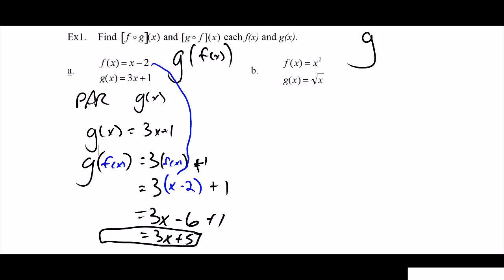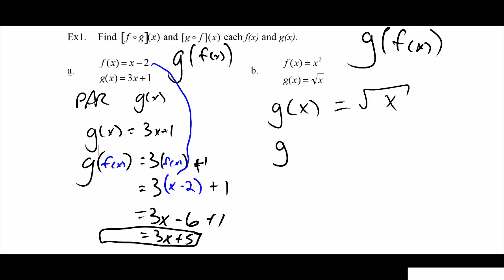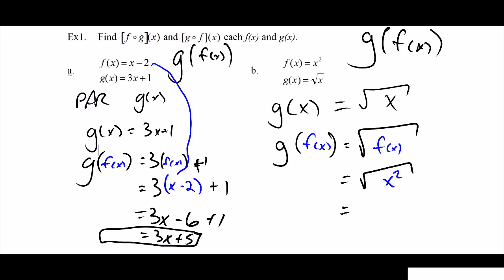So g of f of x, what's our parent function? It's going to be our g of x. And what is that equal to? The square root of x. So we want to find out what is g of f of x. Well, that's equal to our parent function, and every time we see an x, we replace it with an f of x. So square root, and what is our f of x equal to? It's equal to x squared. So the square root of x squared is x, and that's our answer.